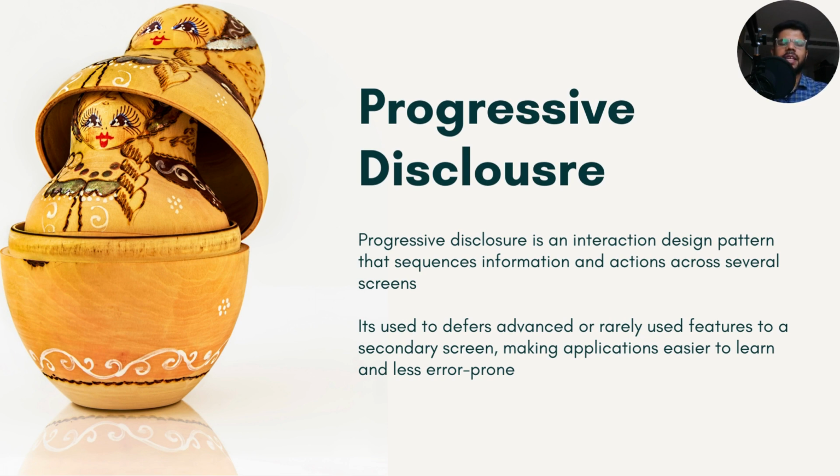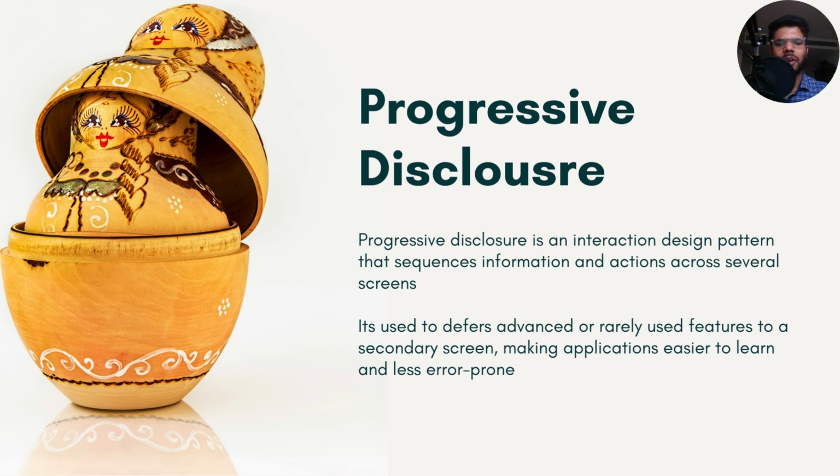The progressive disclosure is an interaction design pattern that sequences information and actions across several screens. It is used to defer advanced or rarely used features to a secondary screen, making applications easier to learn and less prone to error. It all started back in the 80s when IBM carried out a study on highly technical specifications. Their conclusion was that if these specifications were hidden until later on, brand new users had a higher margin for success as a whole, and so progressive disclosure was born.